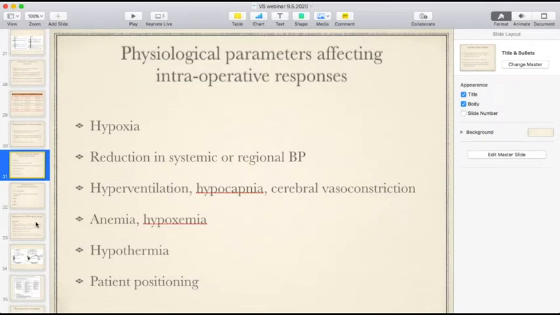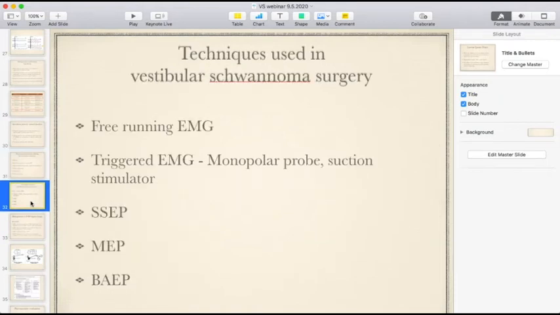So when we have an alarm or a drop in the potential, it's not always because of the surgery. We need to keep all these things in mind, rule out one factor at a time, and draw an interpretation. What are the techniques used in vestibular schwannoma surgery?